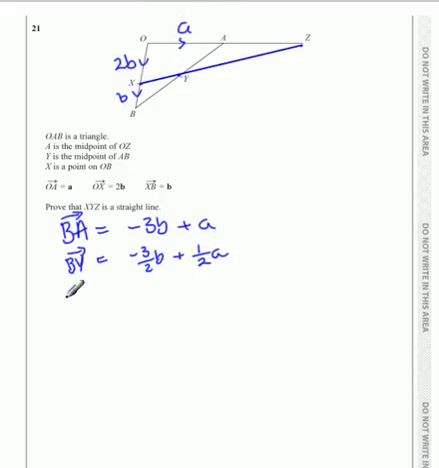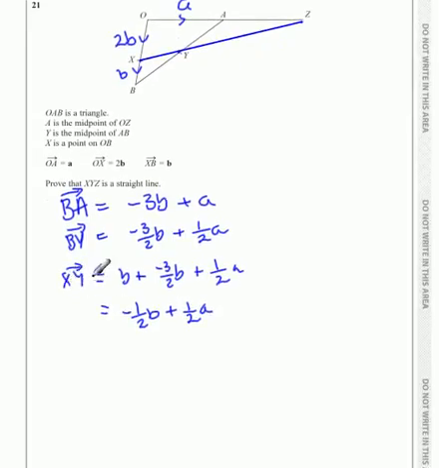Once we've got that, we can work out the vector from x to y, which is going to be from x down to b and then along to y. So that is b plus what we've just worked out. So minus 3 over 2 b plus a half a. This simplifies. We've got 1b and then take away 3 over 2 b or 1.5b, which is going to give us minus a half b, and then the a still a half a. So that is from x to y.